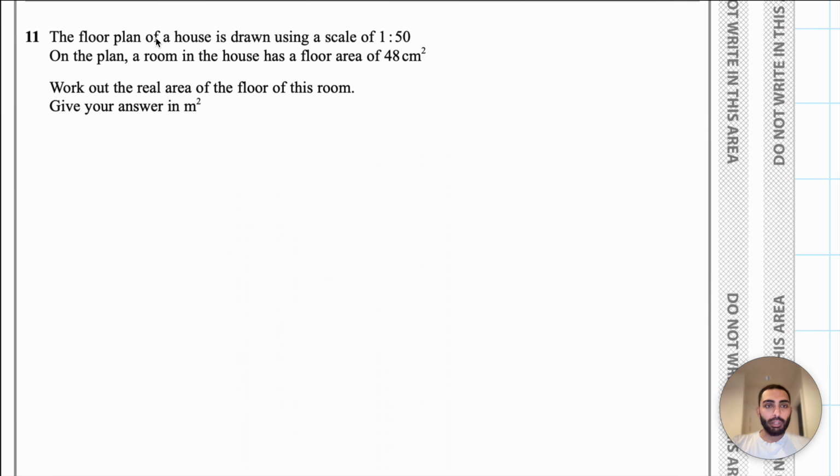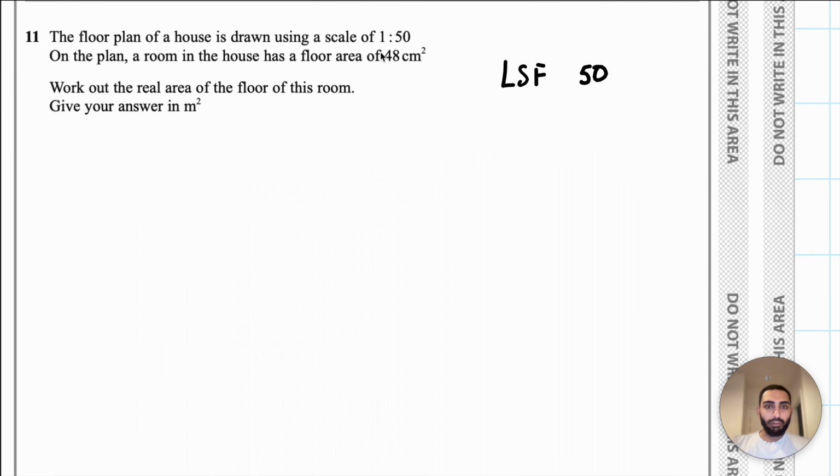Question 11. The floor plan of a house is drawn using a scale of 1 to 50. On the plan, a room in the house has a floor area of 48 centimeters squared. Work out the real area of the floor of this room and give your answer in meters squared. Let's first think, what is our length scale factor here? From 1 to 50, what have we multiplied by? We've just multiplied by 50 there.